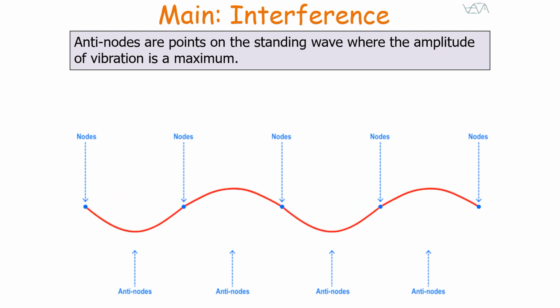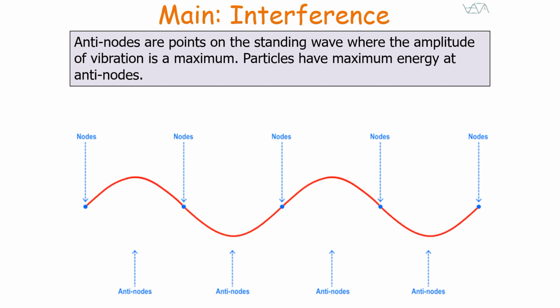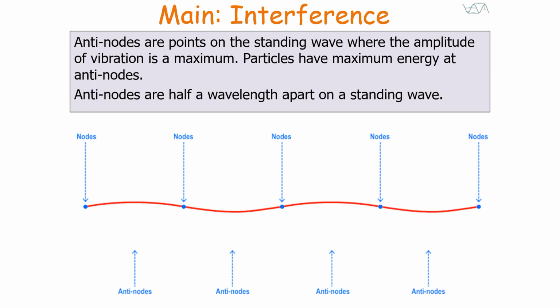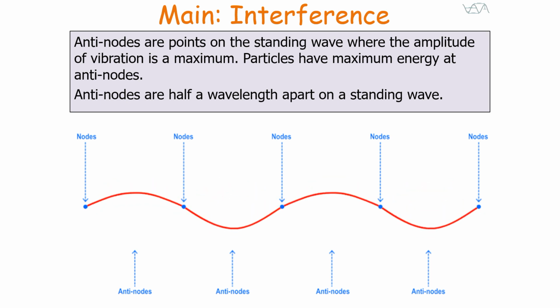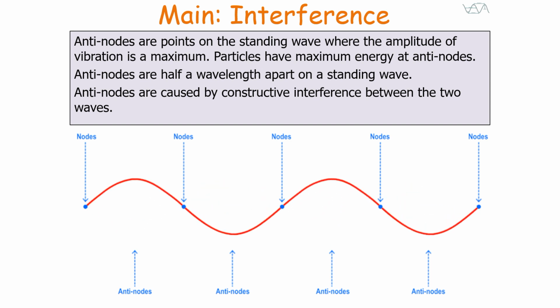Antinodes are points on the standing wave where the amplitude of vibration is a maximum, so the particles have maximum energy at antinodes. The antinodes are half a wavelength apart on a standing wave, and antinodes are caused by the constructive interference between two waves.